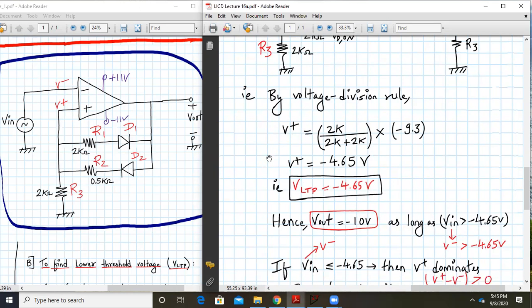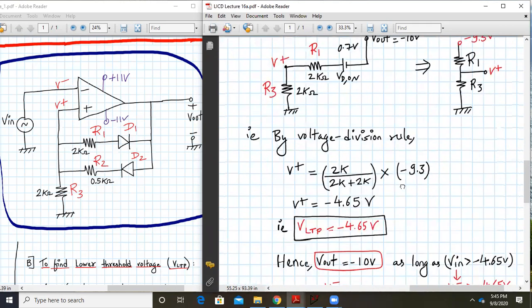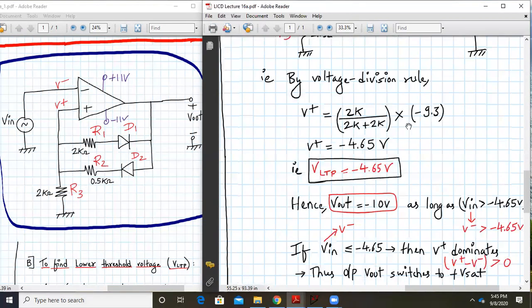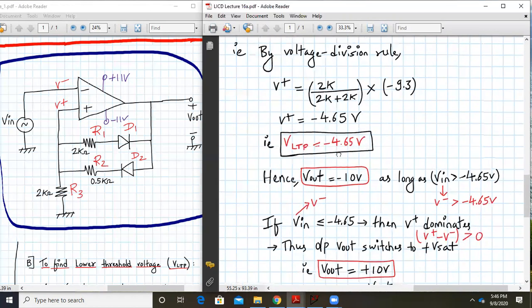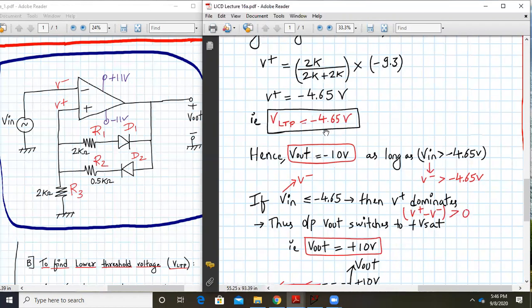This V plus is nothing but your VLTP, because here my output is at minus. Here the voltage over here is minus 9.3. So VLTP will mostly be negative. Not always. It can be positive also. It is quite possible that the entire hysteresis curve is shifting towards the positive side. That's also possible. But generally, it's negative. So that's why we come to know that this is the lower triggering point.